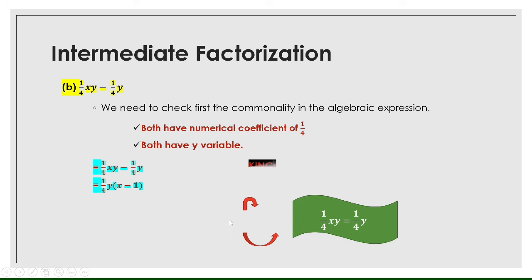So we need to check the answers if it's correct. So 1/4 y times x minus 1. So 1/4 y times x would be giving you positive 1/4 xy, and 1/4 y times negative 1 would be giving you negative 1/4 y. So forgive me for this equal sign. So that's gonna be the same answer as 1/4 xy minus 1/4 y. So that's the correct answer as well.